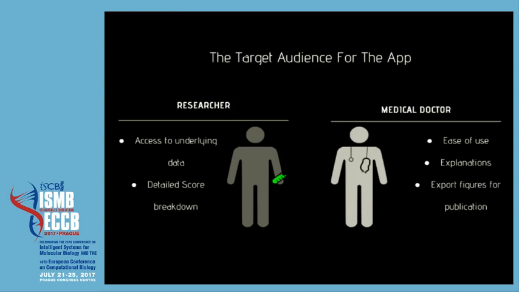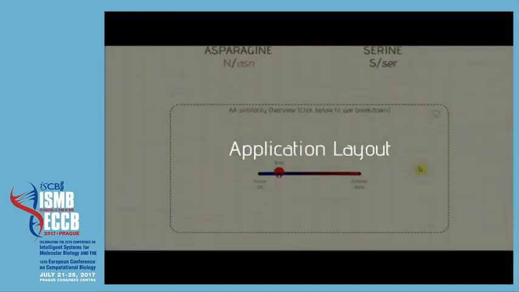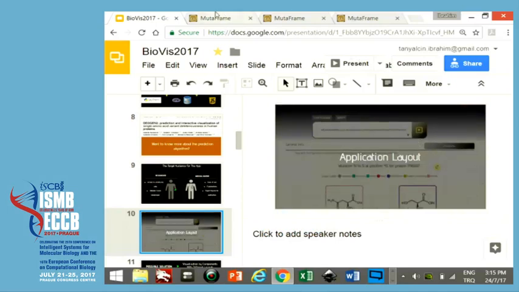So I have a mutation on my protein, but what about the other mutations on that protein? And on the other hand, we have the story of the medical doctor. From my experience, they are really fond of tools that are easy to use. Of course, they are not used to the terms in bioinformatics like the researchers, so a bit of explanation in your web app can also help. And at the same time, if they can get a couple of figures for their case studies, they become really happy. So this is the layout of the application, so maybe I can just show it over here.